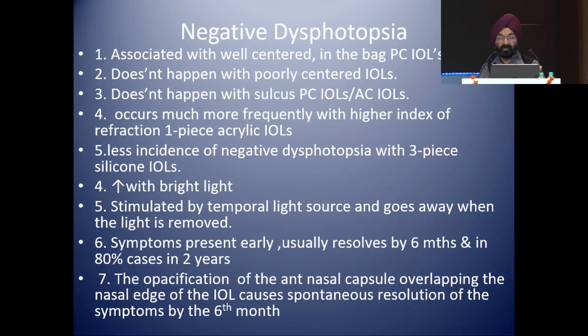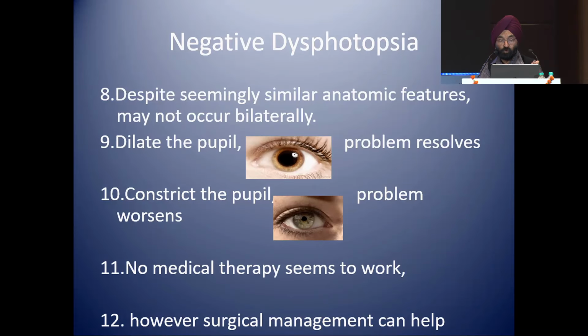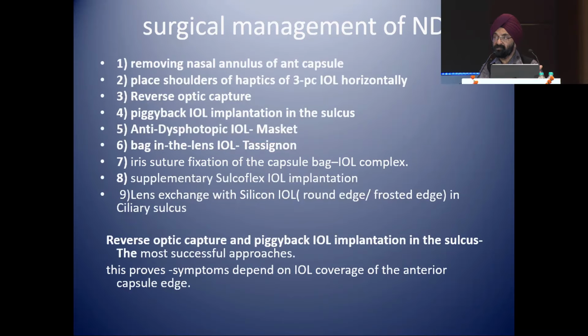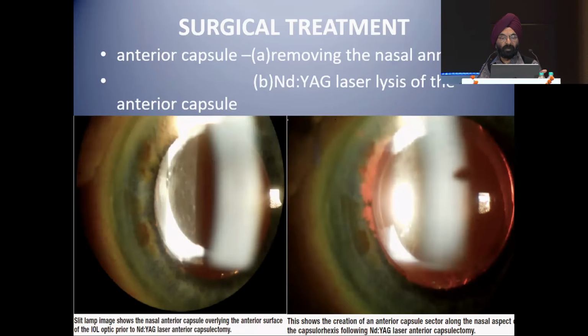Dilate the pupil, the problem resolves. Constrict the pupil, the problem worsens. Since no medical therapy seems to work, surgical management is tried. And what are the surgical options available to us? One is removing the nasal annulus of the anterior capsule by YAG laser. Second is placing the haptics of 3-piece IOLs horizontally, in fact, inferotemporally and superonasally. Then reverse optic capture, piggyback IOL, and then there are some innovations like the anti-dysphotopic IOL and bag-in-the-lens IOLs.